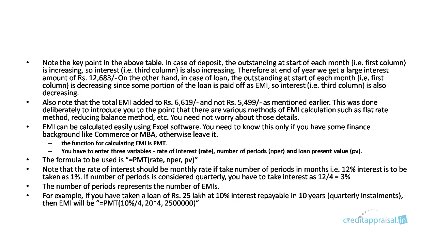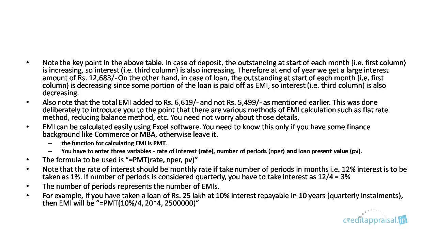The function in Excel for calculating EMI is PMT. And then you have to enter three variables. Rate, that is the rate of interest. Nper, that is the number of periods. And PV, that is the loan present value. And the formula you use in Excel is equal to PMT, open bracket, rate, comma, nper, comma, PV, close bracket. And remember that the rate of interest should be the monthly rate.